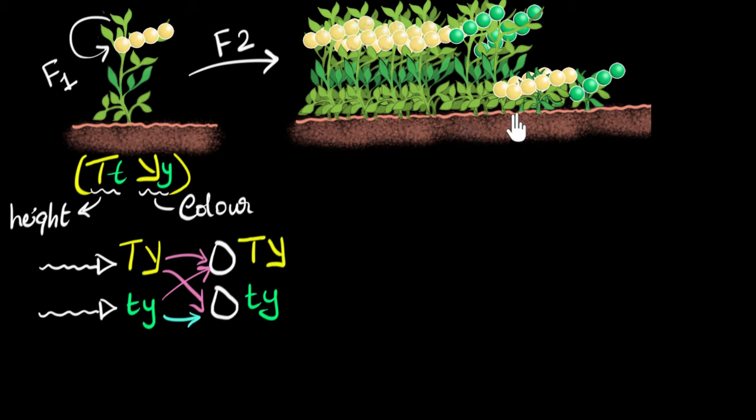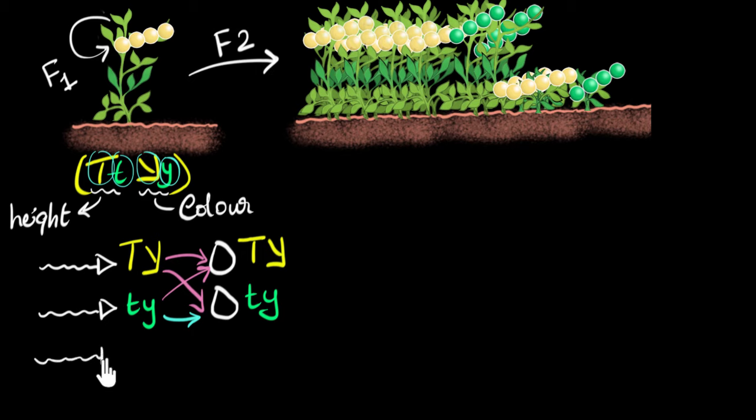In the experiment, we got these two others as well, these two variations as well. How is this possible? Mendel asked. How can you have a tall with green? How is that possible? Mendel thought that can only be possible if these traits are not packaged together. Because if they are not packaged, then we can have other possibilities.